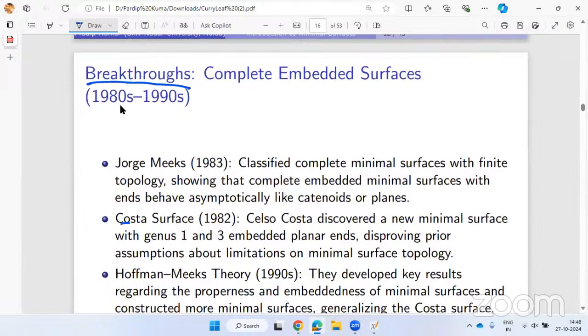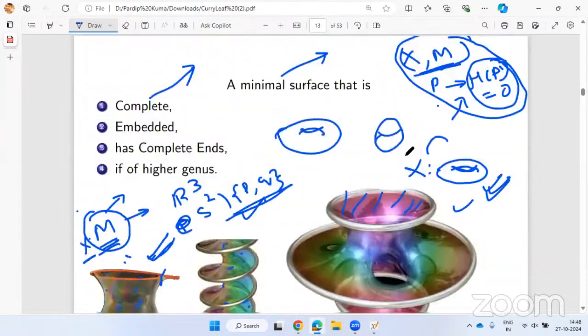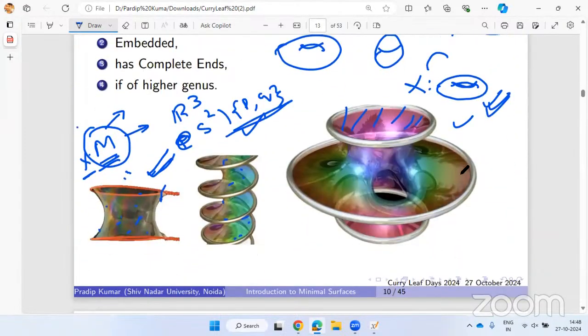And then Costa discovers a new minimal surface of genus 1 and 3 embedded planar ends. I will define what you mean by embedded planar end. So this is the picture of the Costa surface. This is genus 1, 3 ends: 1 end, 2 ends, and the third end. What is an end precisely? I will explain.